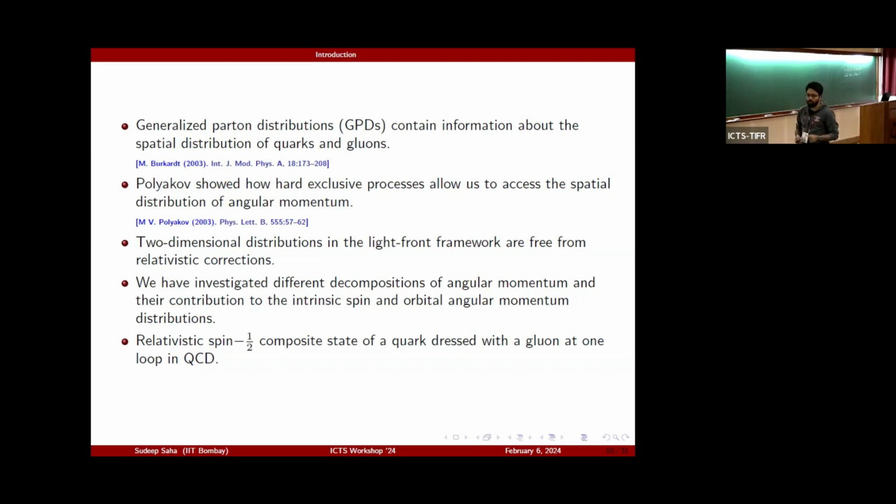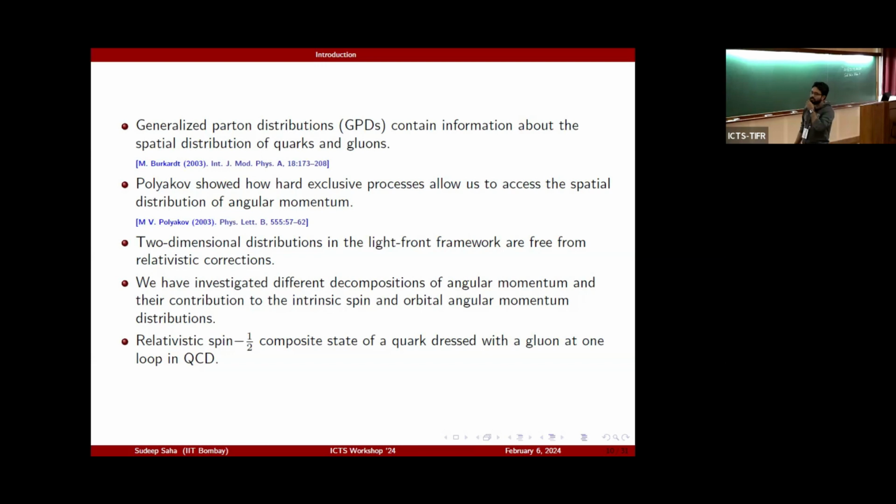framework. The Galilean nature of the boost operators allows us to define two-dimensional distributions in this framework, which are free from relativistic corrections. So in this work, we have investigated different decompositions of angular momentum and their contribution to the intrinsic spin and orbital angular momentum distribution for a relativistic spin-half composite state of a quark dressed with a gluon at one loop in QCD.